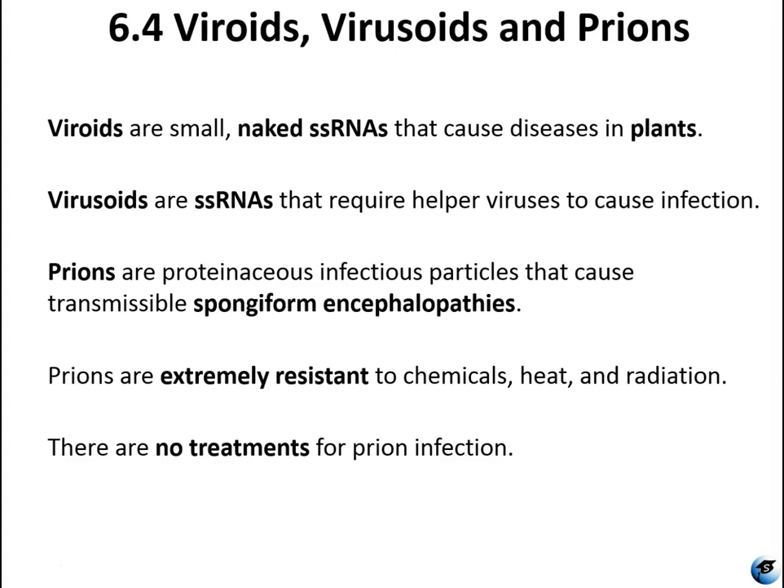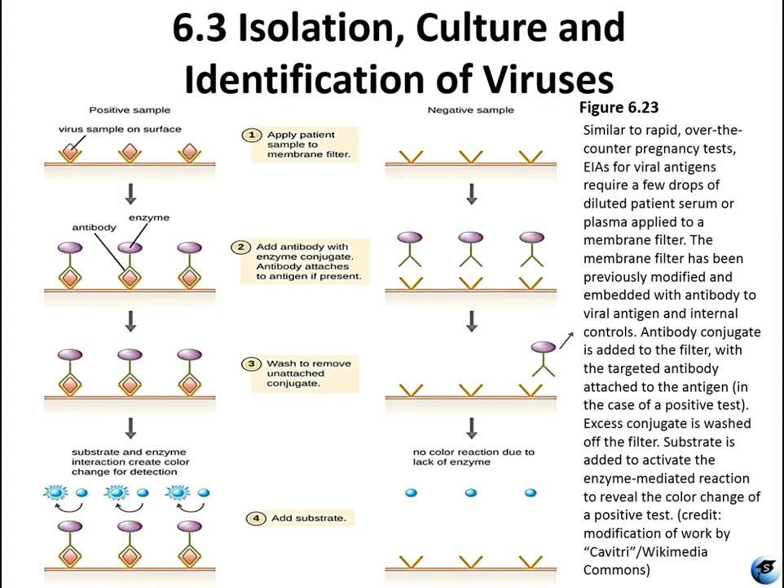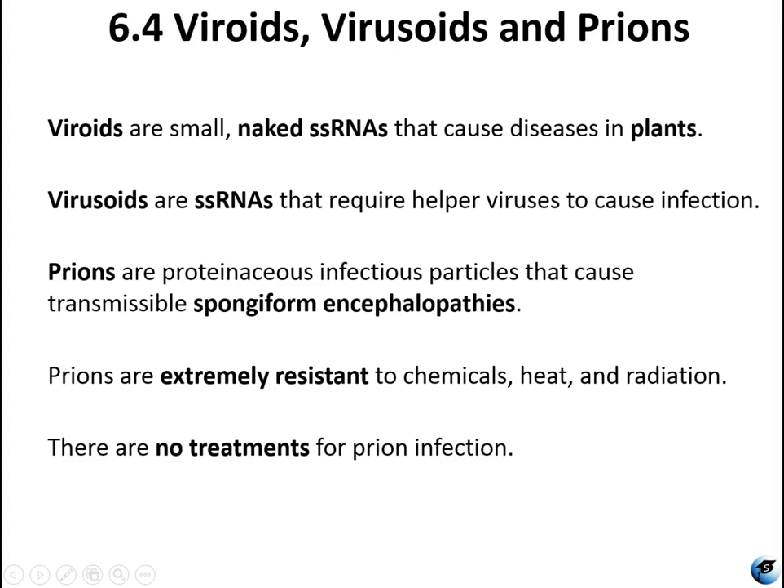Suffice it to say that antibody immunoassays, they're really neat because they can scan for things very quickly. Essentially, if the agent that you're looking for is present, then it will attach to the appropriate substrate via the enzyme, and you can have a visible color change that you can see if something is present, or if it is not present, then you won't see it because the enzyme will get washed away. So let's move on to 6.4, viroids, virusoids, and prions.